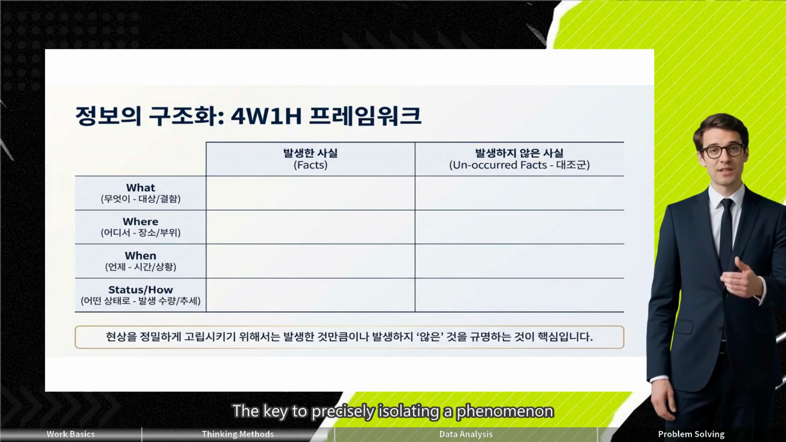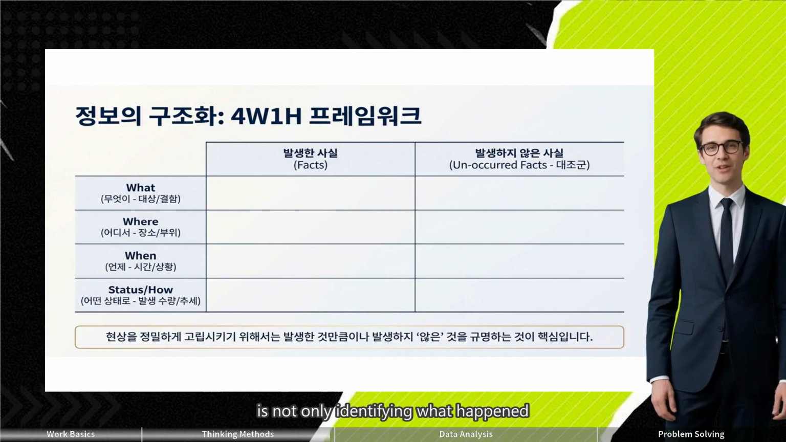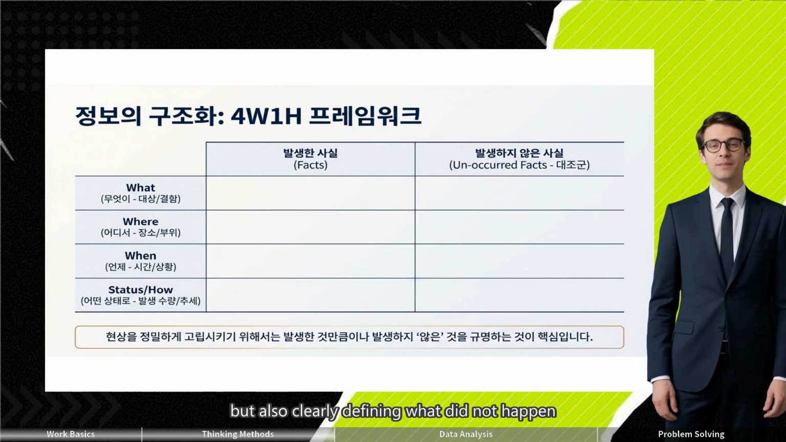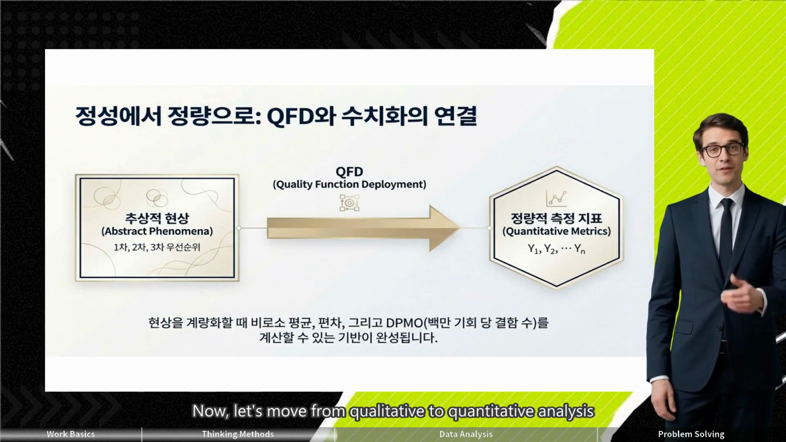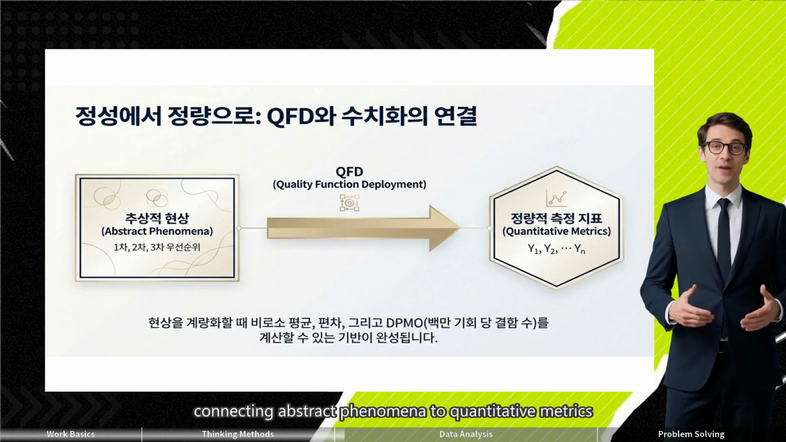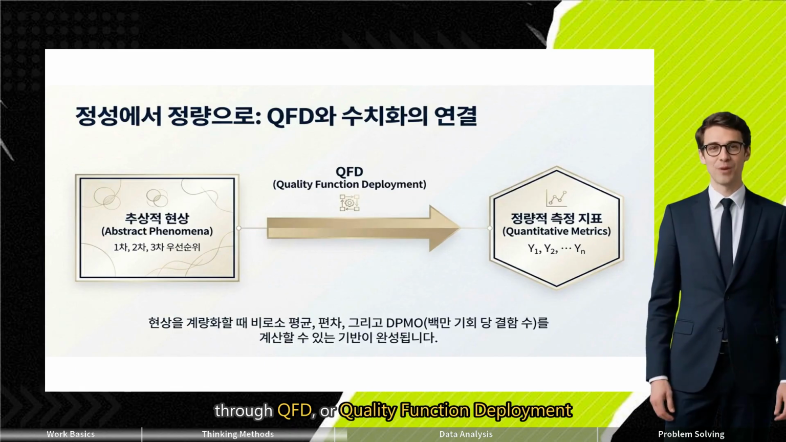The key to precisely isolating a phenomenon is not only identifying what happened, but also clearly defining what did not happen. Now, let's move from qualitative to quantitative analysis, connecting abstract phenomena to quantitative metrics through QFD, or quality function deployment.